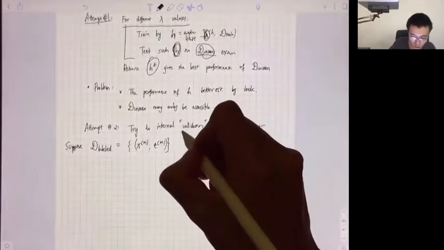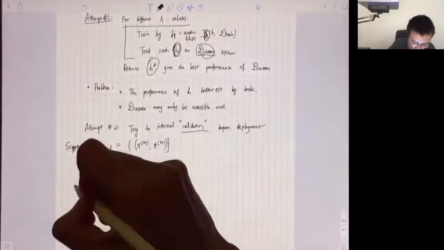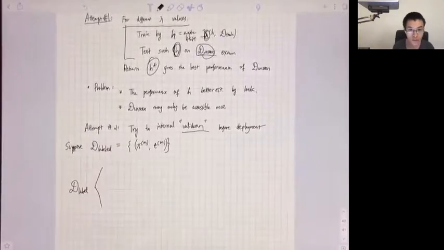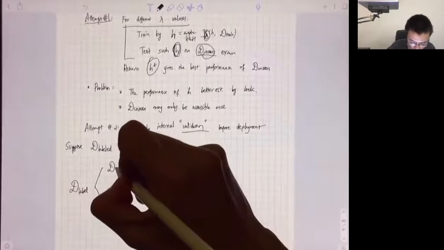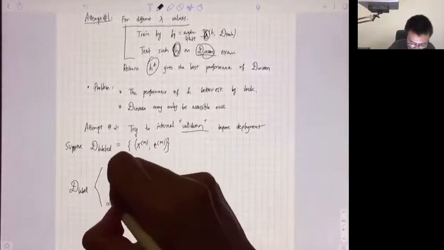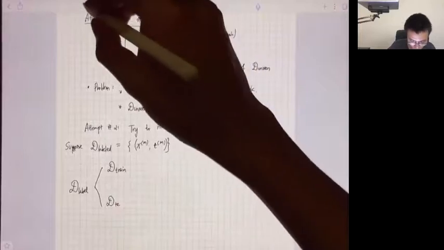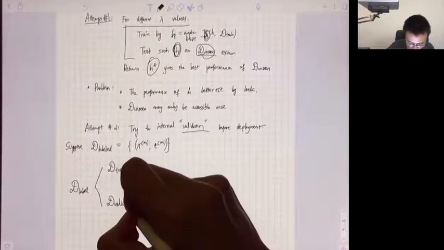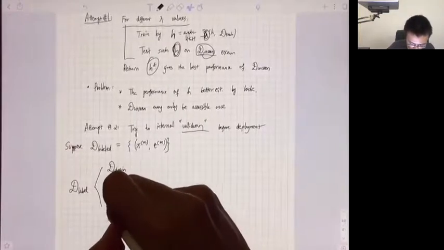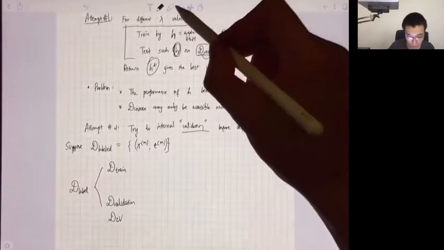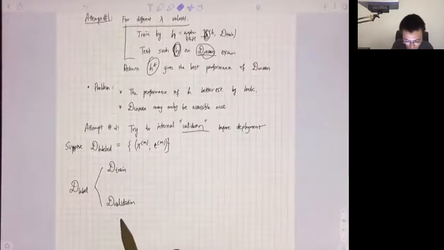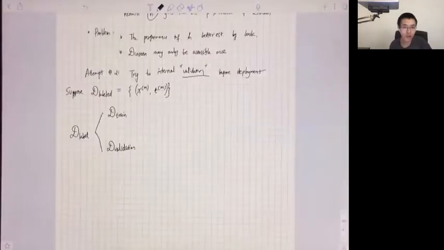Since I would like to do some rehearsal, I can split my D-labeled into two parts. One is the D-train, and the other is the D-test. We call it D-validation, okay, validation. Some people call it D-cross-validation, it's the same. But some people also use cross validation to refer to k-fold cross validation. I will touch on it later, but let's just use the name validation to avoid confusion.